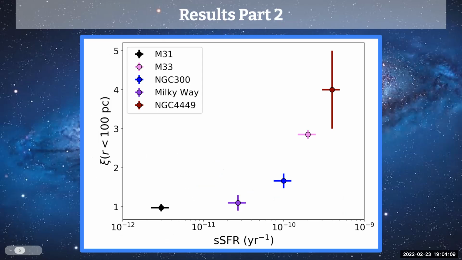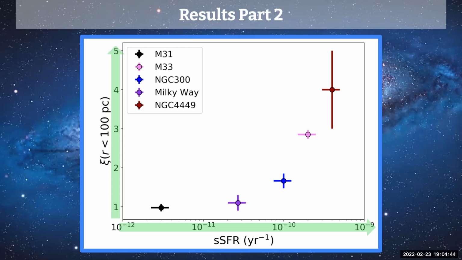This shows the peak value of the spatial correlation function xi with r less than 100 parsecs between high-mass X-ray binaries and young star clusters as a function of specific star formation rate of the host galaxy. Values for the Milky Way and NGC 4449 are taken from the literature. There is a clear correlation between host galaxy specific star formation rate and the excess probability of finding a high-mass X-ray binary within 100 parsecs of a young star cluster.